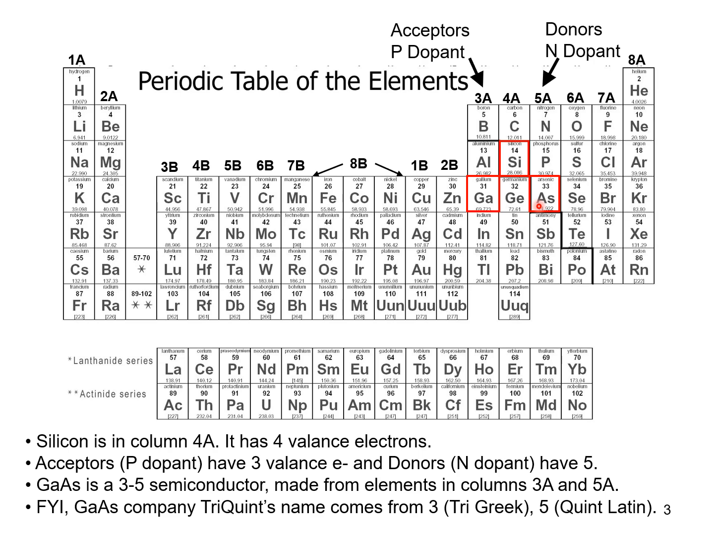Just FYI, you may have heard of the gallium arsenide company named Triquint. This is just an interesting fact I came upon. The name Triquint actually comes from 3 or tri in Greek and 5 or quint in Latin, and that's 3, 5, which represent the columns on the periodic table for gallium and arsenic.